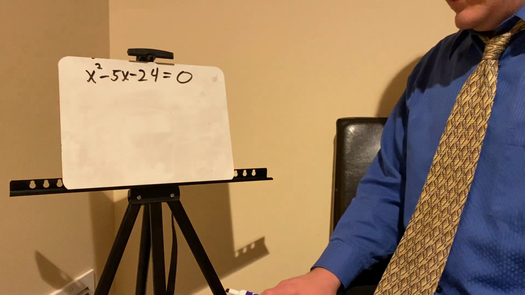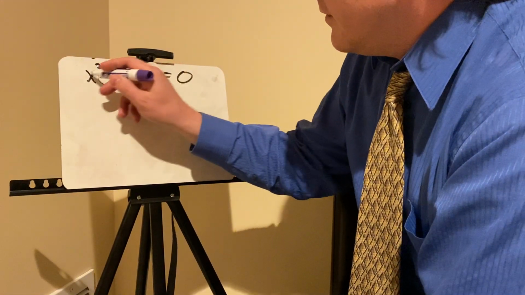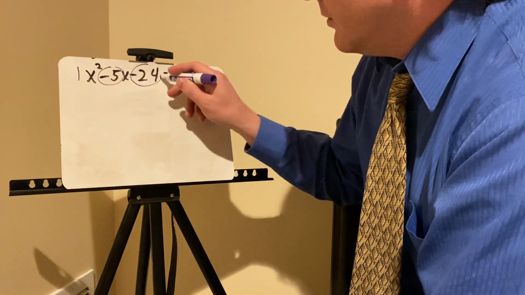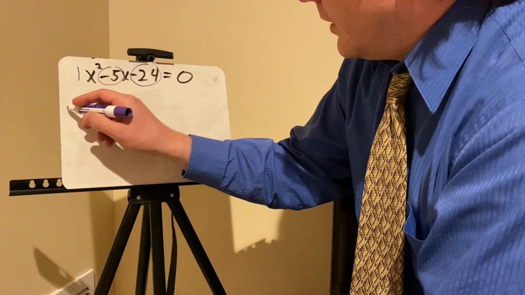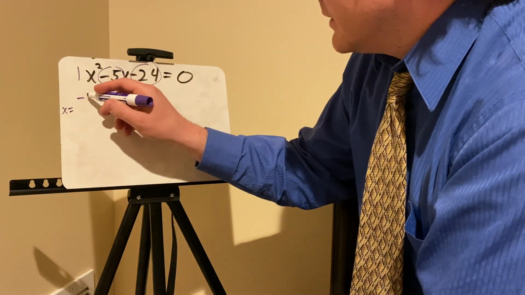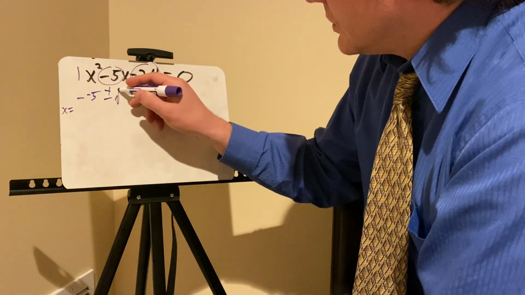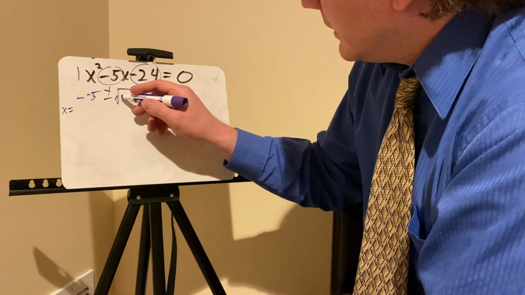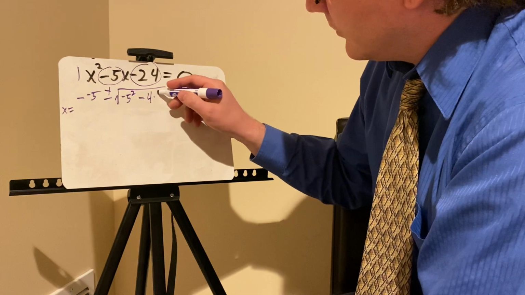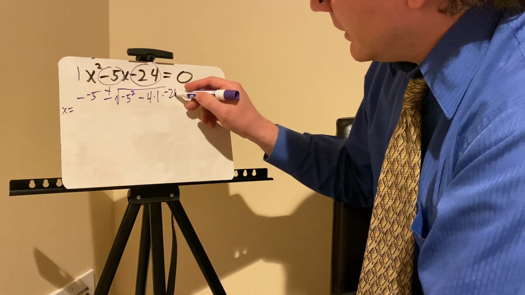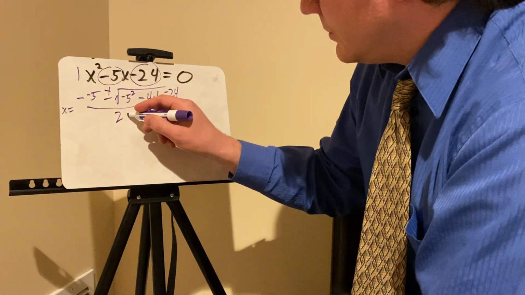So how do I use the quadratic formula? Let's do an example. We have an a value of 1, a b value of -5, and a c value of -24. We work through this. x equals negative b, which is 5, plus or minus the square root of -5 squared minus 4 times 1 times -24, all divided by 2 times 1.